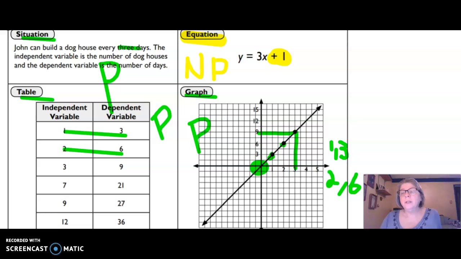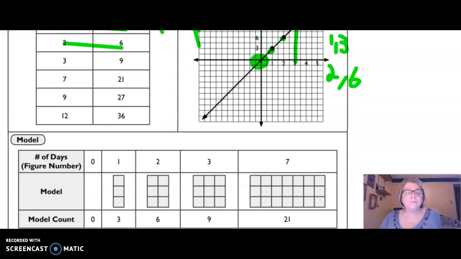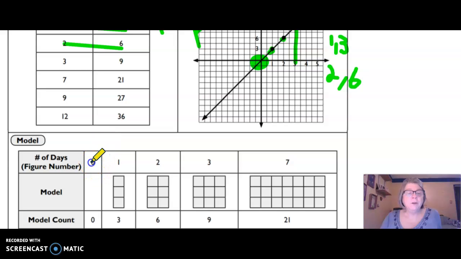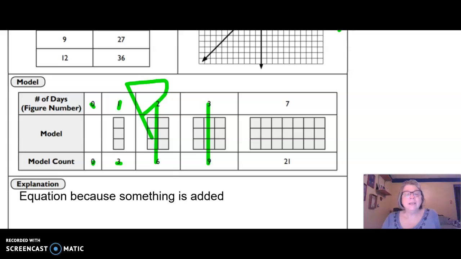So let's take a quick look at our model. And in our model, notice that 0 is paired with 0. And I can look here, 1 is paired with 3. 2 is paired with 6. 3 is paired with 9. So you notice that you're getting the exact same numbers, which means my model is going to match up with my proportional relationship. So the correct answer is the equation, because in the equation, something's added, and there's nothing added in any of our other representations.